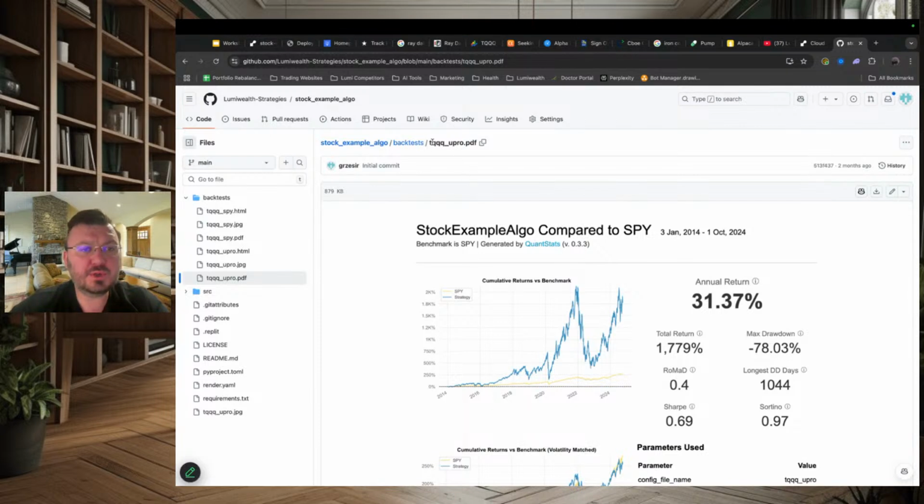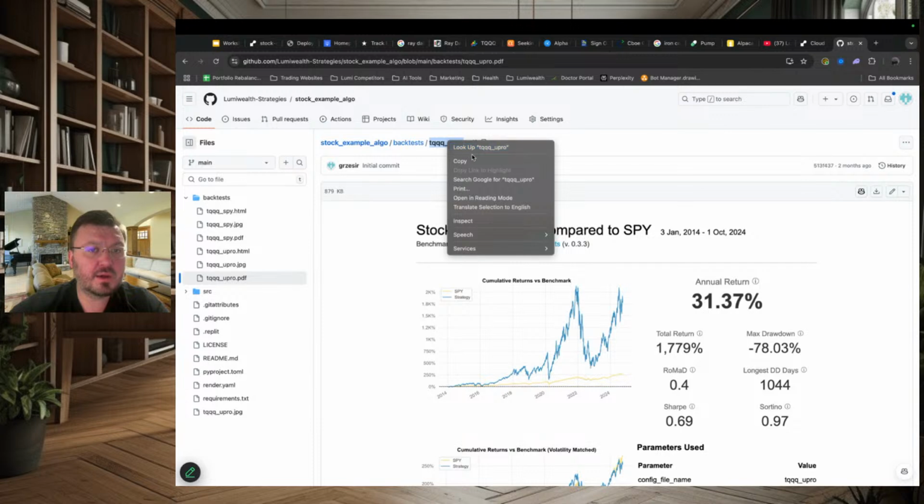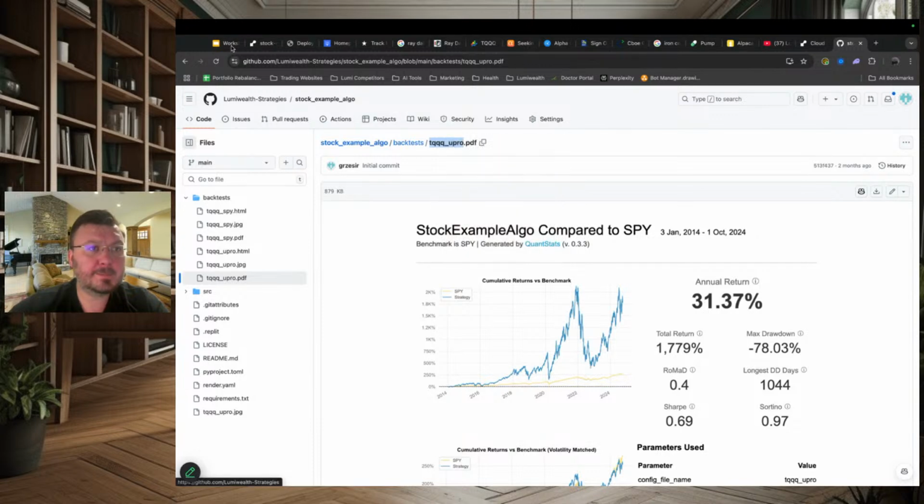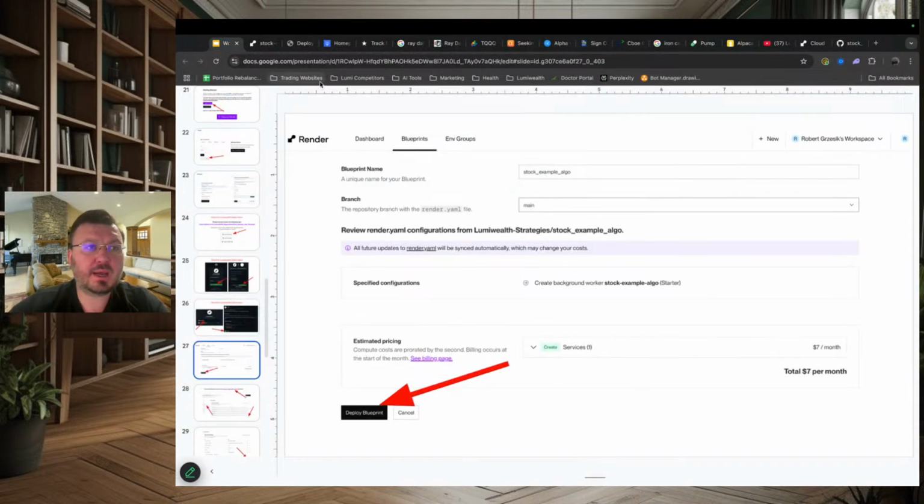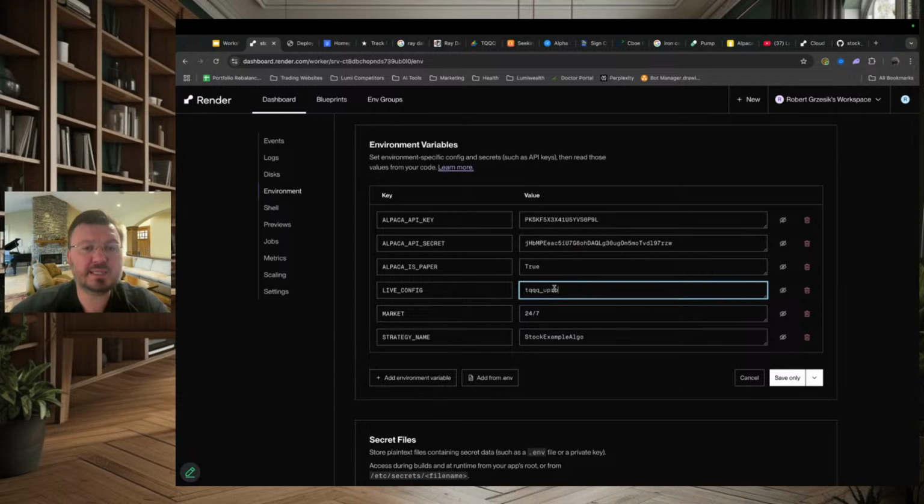Now, if we want to choose this one, we want to copy this name here. Everything before the .pdf. Okay, so TQQQ underscore U Pro. We're going to take that, click copy, and then we're going to come back over to here and paste that under live config. All right, and then the other ones, market 24/7. We can leave that strategy name. We can leave that. Everything else is golden.